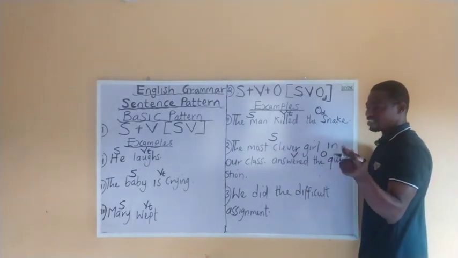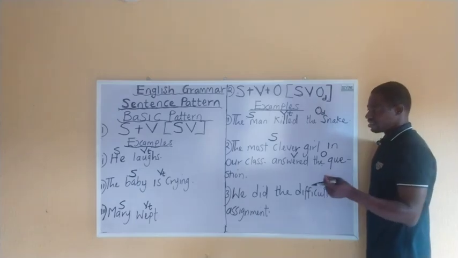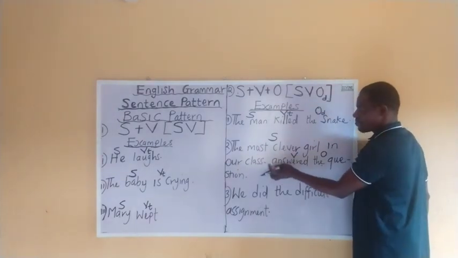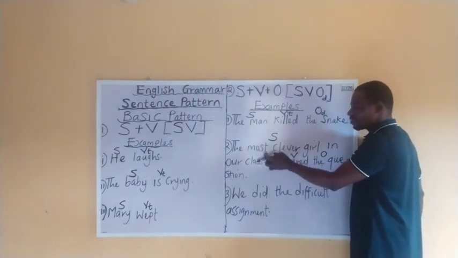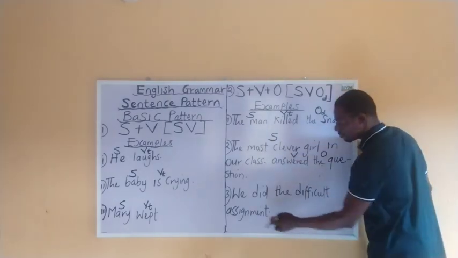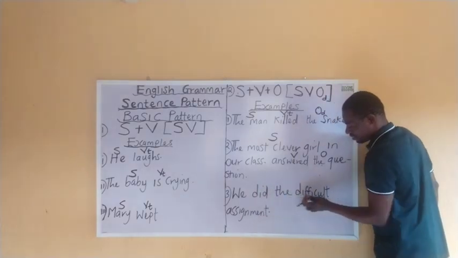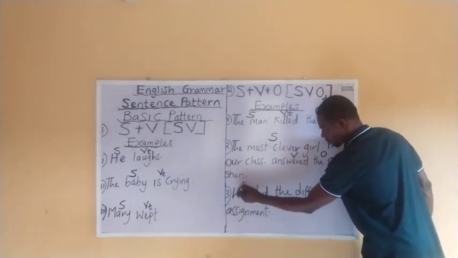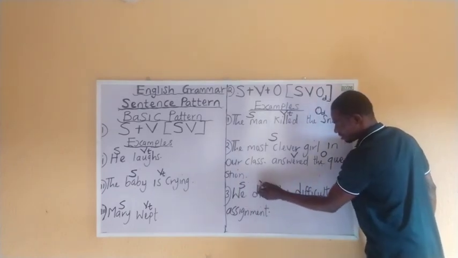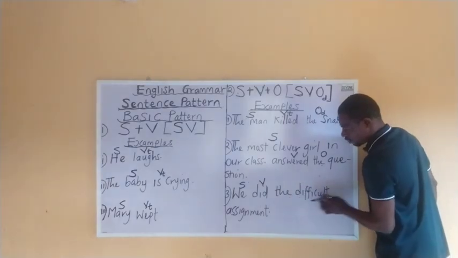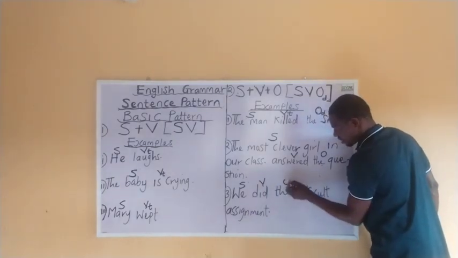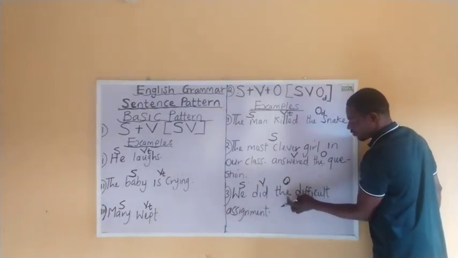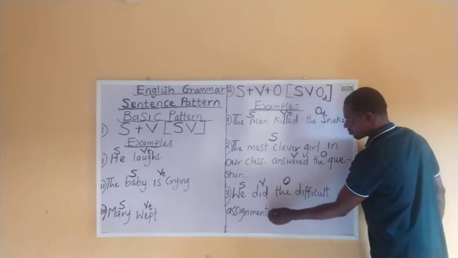One easy way of identifying the subject is this: all the elements that appear before the verb act as the subject of a sentence. Number 3, we did the difficult assignment. We is the subject, did is the verb. The difficult assignment is a noun phrase acting as the object of the sentence.